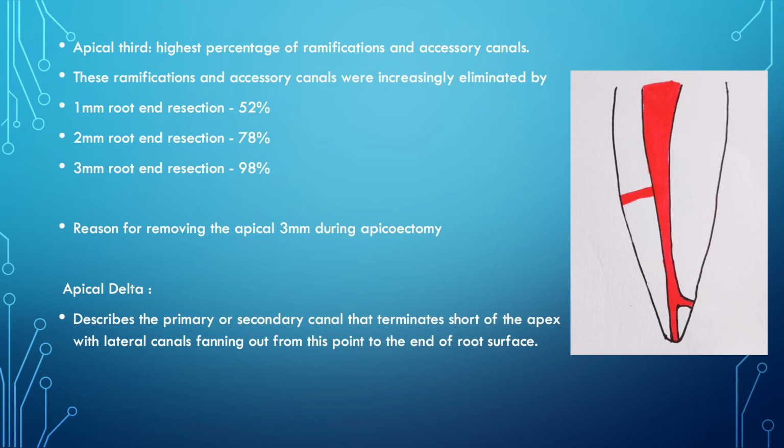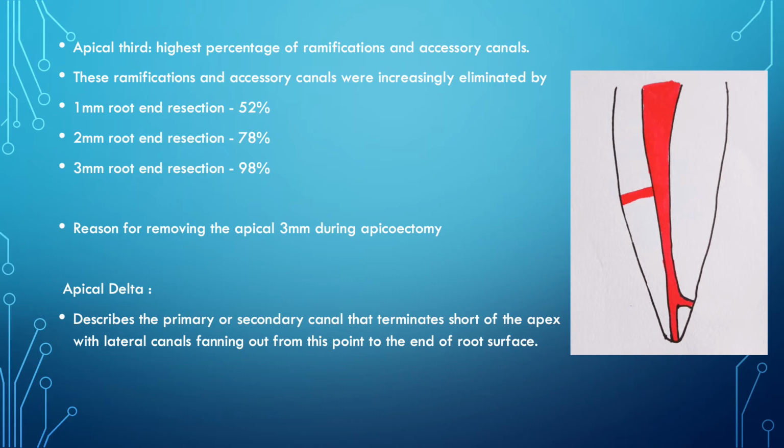The apical third has the highest percentage of ramifications and accessory canals. These ramifications and accessory canals are increasingly eliminated by apicoectomy, or root resection. Ideally, during apicoectomy we remove about the apical 3 mm of the root. Why?